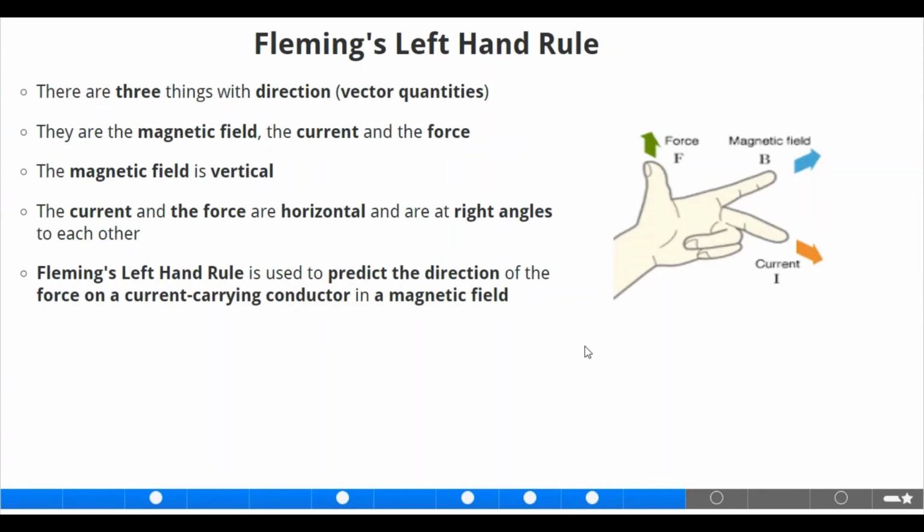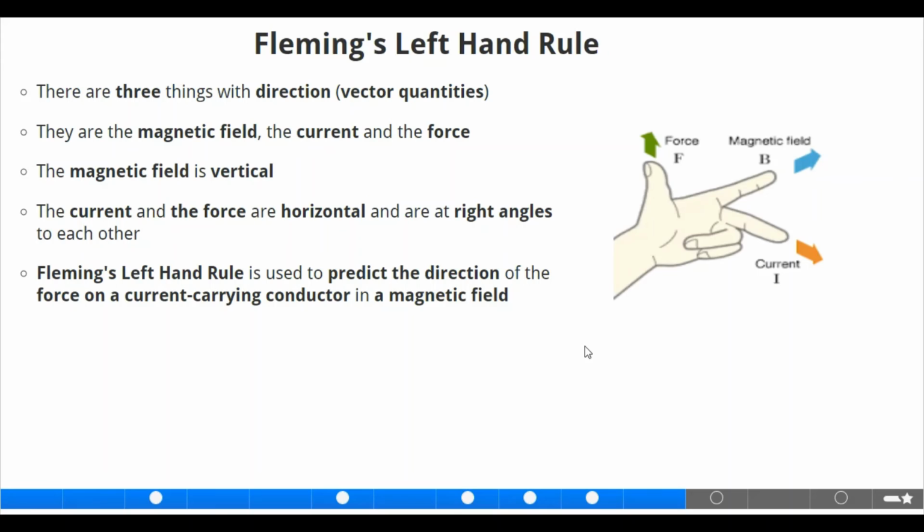Now, Fleming's left-hand rule. There are three things with direction, vector quantities that we need to take note of when dealing with Fleming's left-hand rule. They are the magnetic field, the current, and the force. Now, if you look at the magnetic field, it is vertical. The current and the force are horizontal and are at right angles to each other.